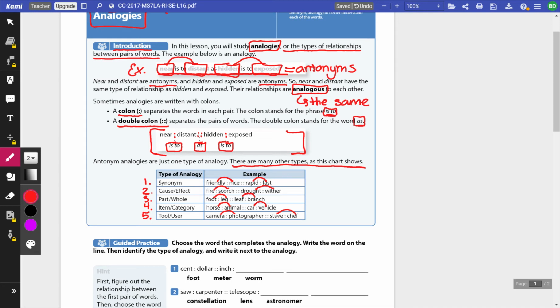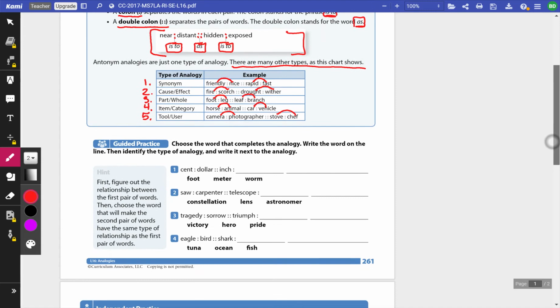So in this analogy, the photographer is the user and the chef is the user. Camera is the tool, stove is the tool. Okay, so let's go ahead and move on to the guided practice below.